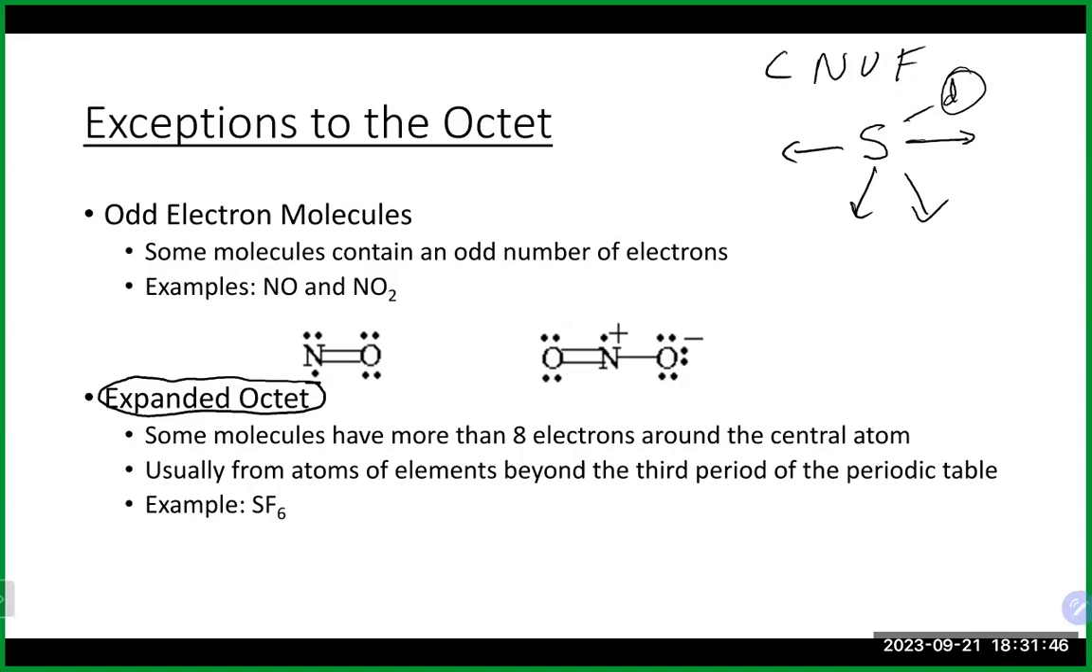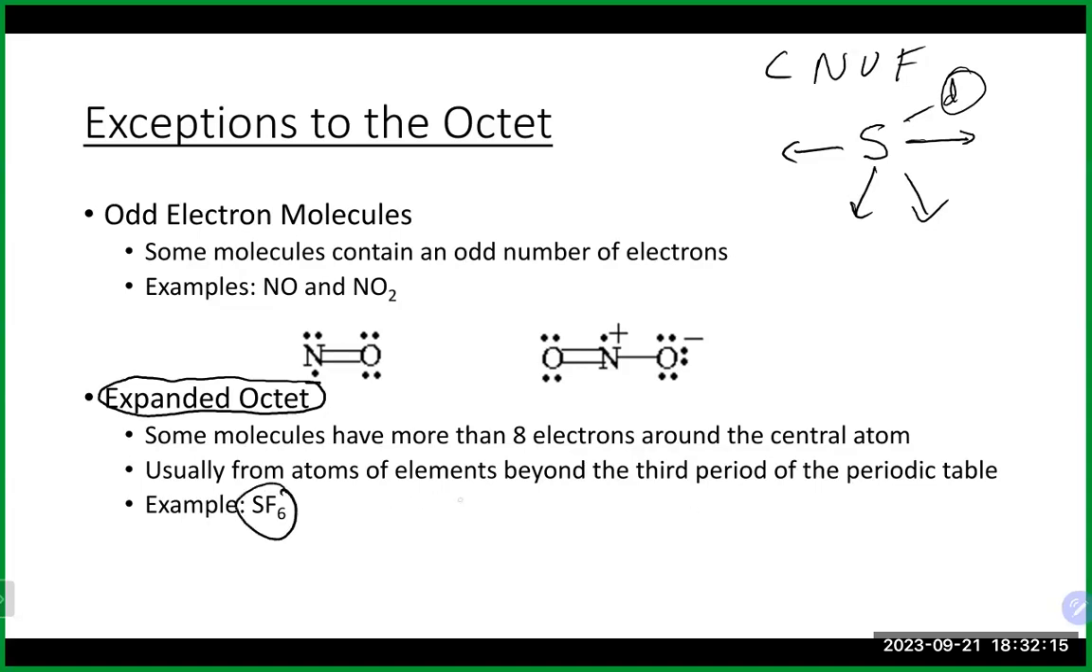Those guys are on period number 2, which means what energy level are they on? 2nd. Which means, are there d orbitals on the 2nd energy level? There are not. They should never ever go over 8 because they have nowhere to put them. So those guys always have to obey the octet rule. But sulfur and such down can go over 8 if necessary to sort of continue to put electrons in there. So SF6 is an example of that.